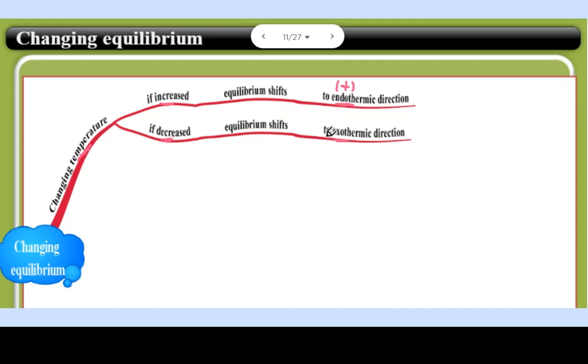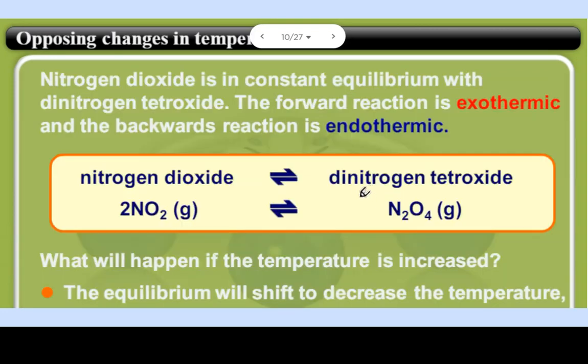Now we will go back to one of the reactions and see whether the reaction goes in the endothermic or exothermic direction according to the temperature. Remember, if temperature increases, endothermic. If temperature decreases, exothermic. In this reaction, he's telling you directly that the forward reaction is exothermic, which means this part is exo, and the other part, going backward, is endothermic.